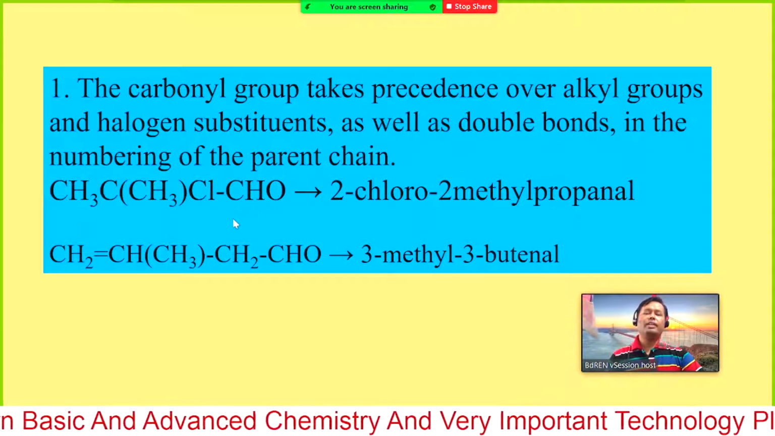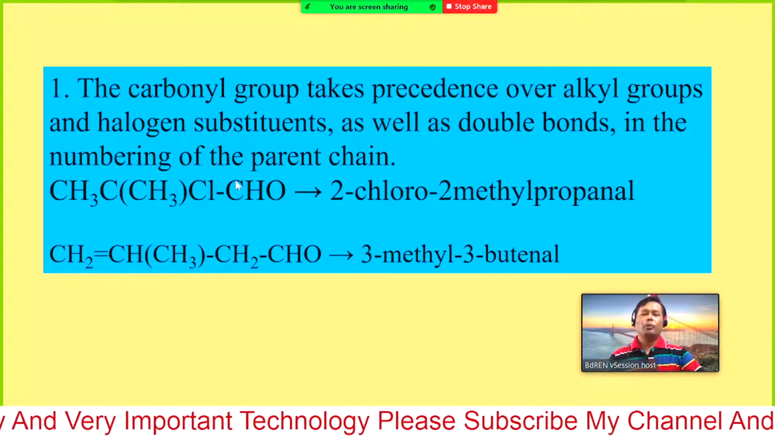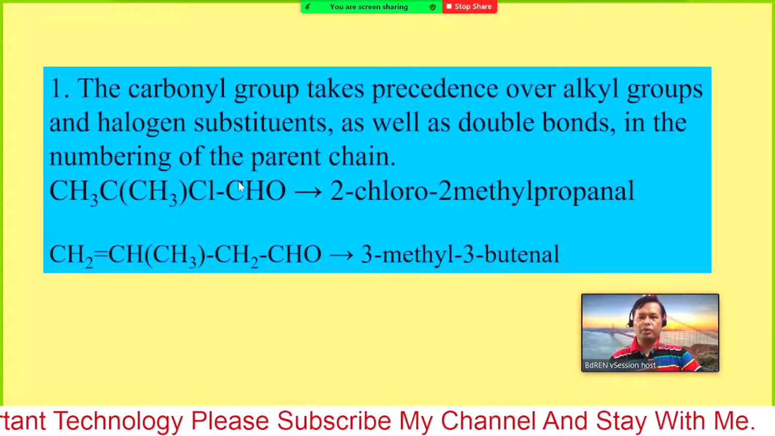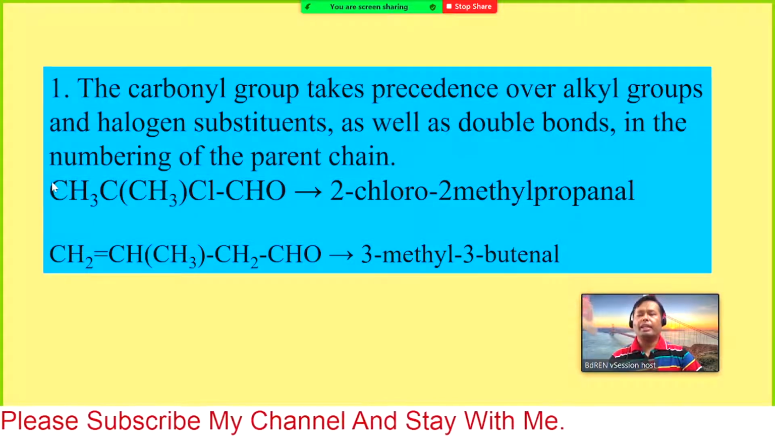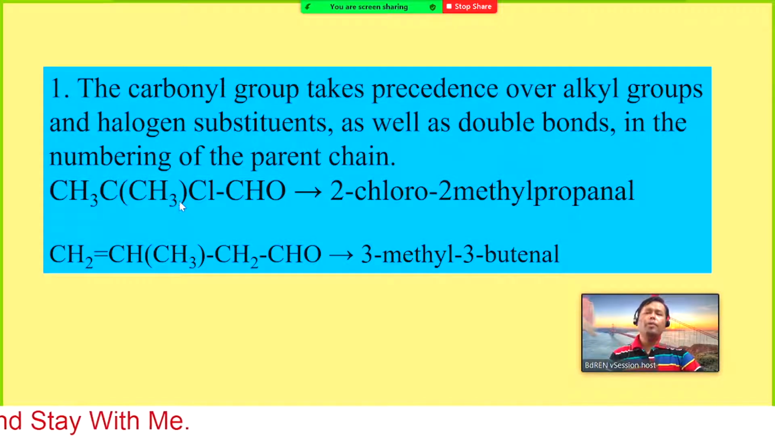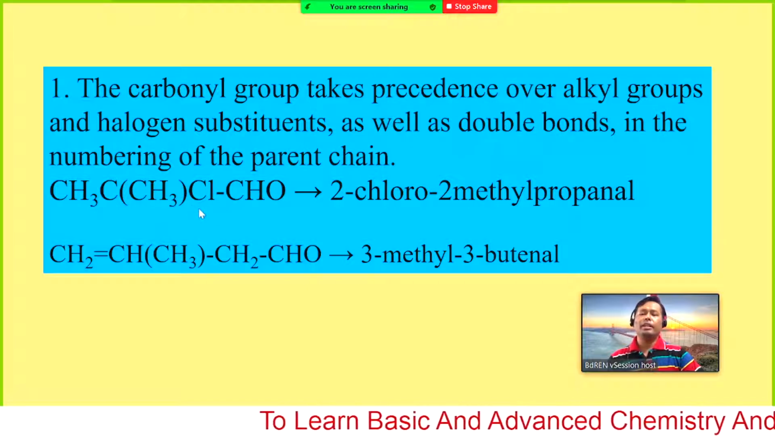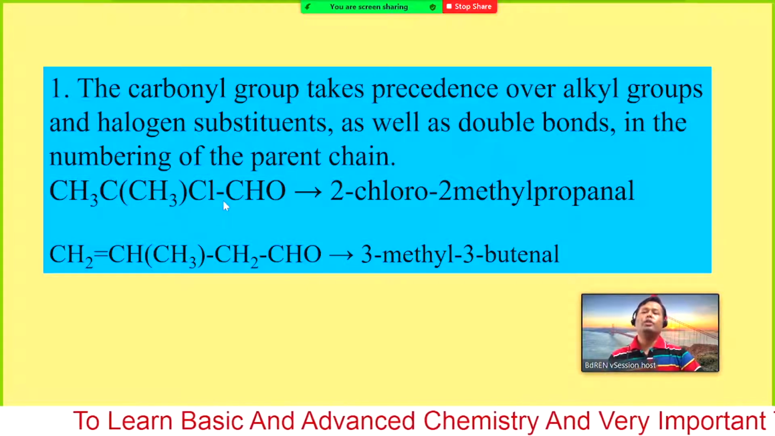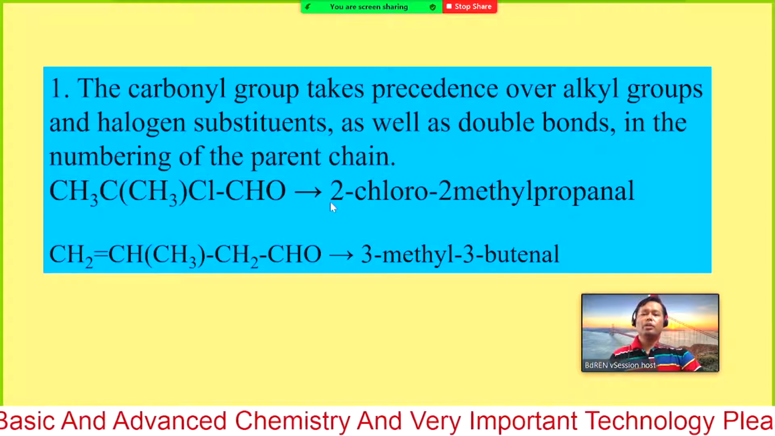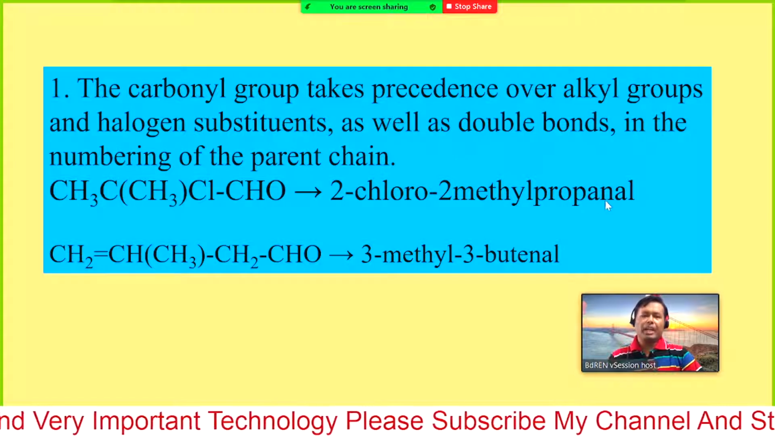As we have mentioned, the aldehyde group sits at the end, so we always give the number 1 position to the aldehyde group. So 1, then 2, then 3, and CH3 and Cl. These are the 2 substituents, methyl and chloro. So you need to mention the position of the substituents: 2 chloro and 2 methyl. 2-chloro-2-methylpropanal.